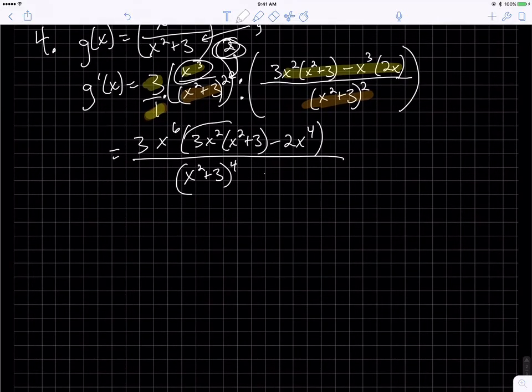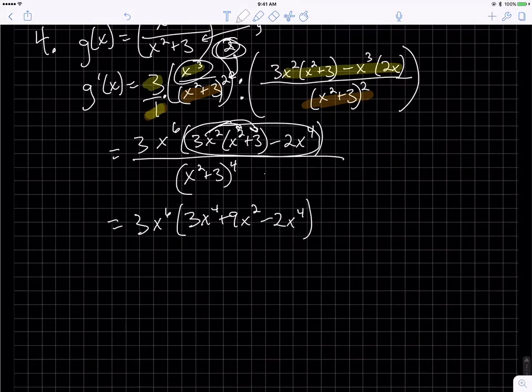The last thing I need to do is get in here and clean up that stuff. So I'm going to simplify it by distributing the 3x squared. So I get 3x to the 4th plus 9x squared minus 2x to the 4th. Typically you would be done here, but we do notice that inside here you could factor out an x squared.